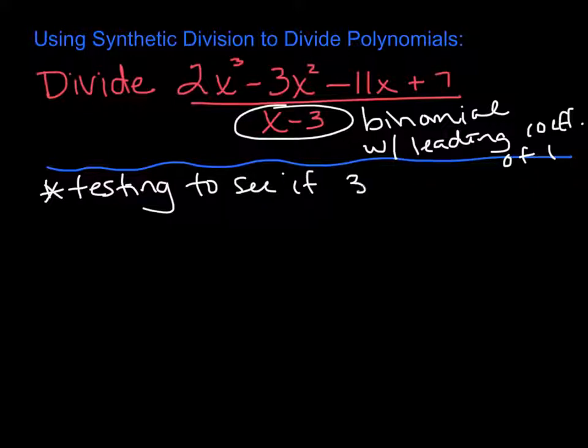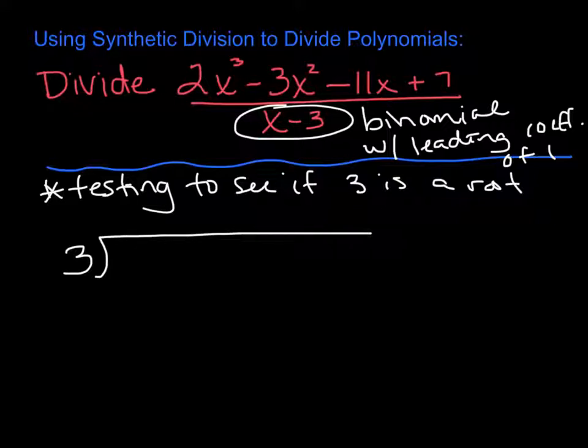if 3 is a root. Because if I have x minus 3 equals 0, then x equals 3. So if x minus 3 really goes into this polynomial, then I know 3 is a root. And that's why my next step, when I set this up, a 3 goes on the outside, not a minus 3. Because that's the root I'm actually testing. And all that goes in here is just the coefficients.